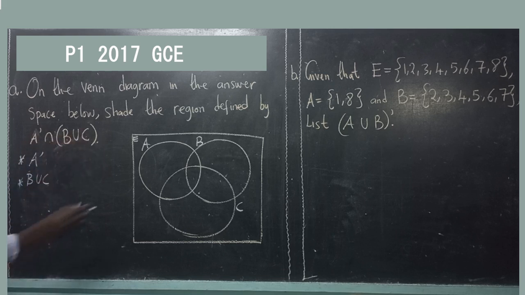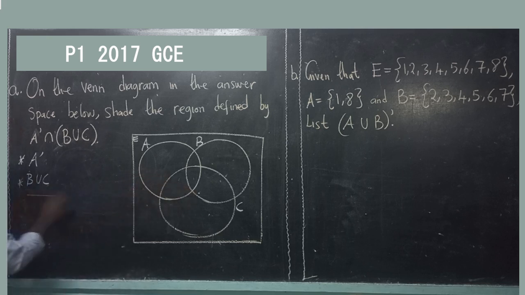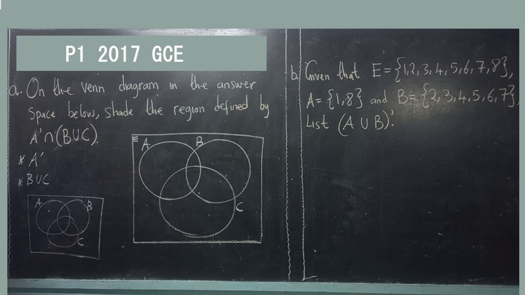So we're not going to draw the lines using the actual Venn diagram in the answer space. We're going to come up with a small mini Venn diagram. The purpose of this small diagram is to just help us with the shading. And then we are going to transfer the answer to the actual Venn diagram in the answer space. So first and foremost, shade A complement. So this is our A. A complement means shade everything outside A. So we are going to shade everything outside A.